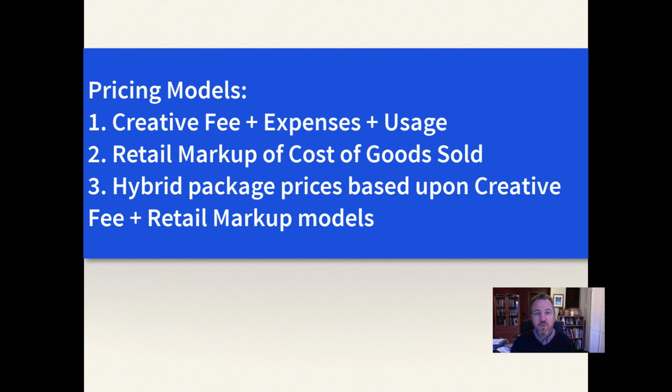I'm going to talk to you about 3 different pricing models. The first one is a creative fee plus expenses plus usage pricing model. This is the traditional model used in commercial advertising photography. It's also the pricing model most often used with digital media production, video projects, etc. With the difference being that with video projects, you typically don't get an additional usage fee for that because that's considered work for hire, and we'll talk about that a little bit later.